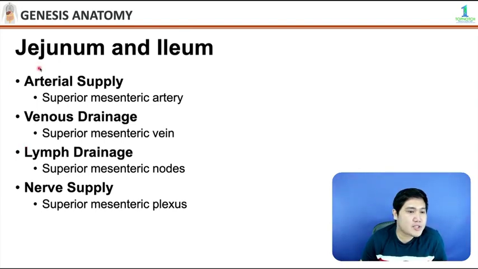In terms of blood supply, venous drainage, lymphatic drainage, and nerve supply, everything is all about the superior mesenteric: superior mesenteric artery, vein, nodes, and plexus.